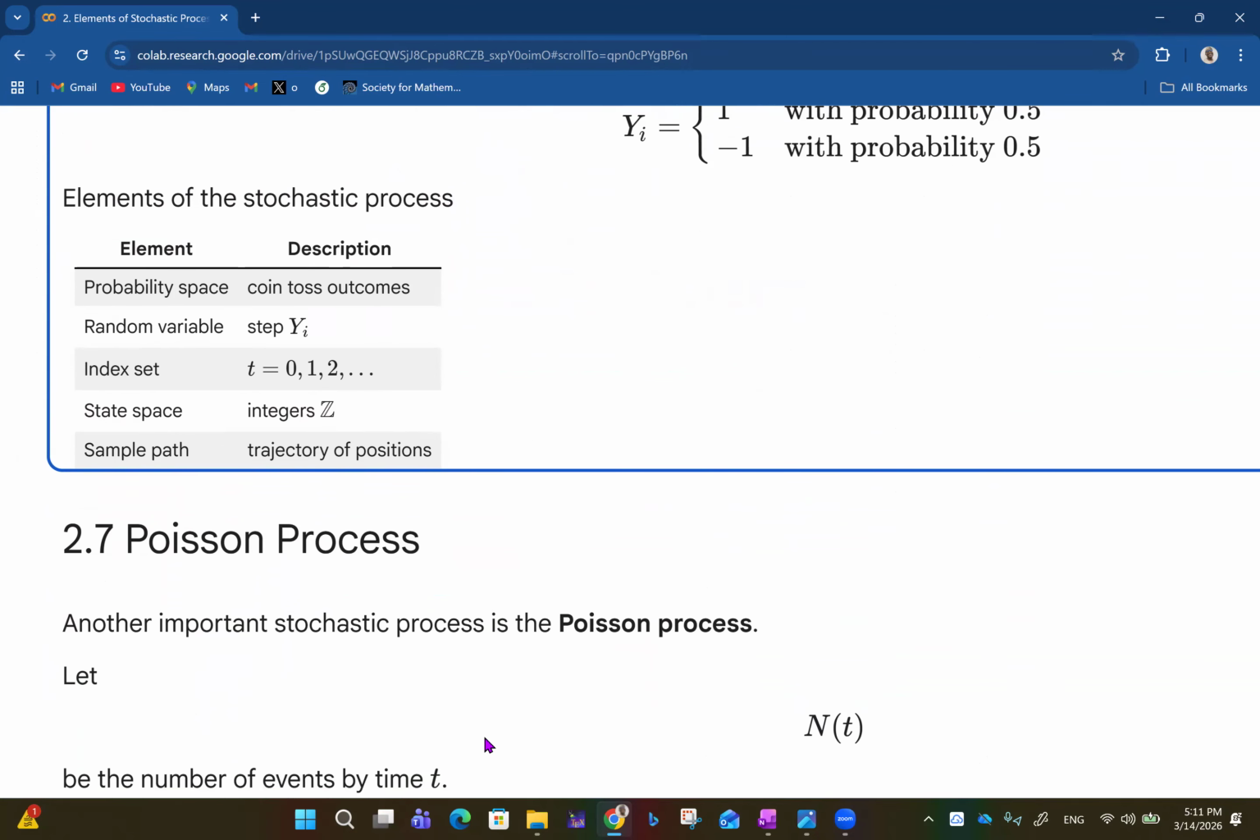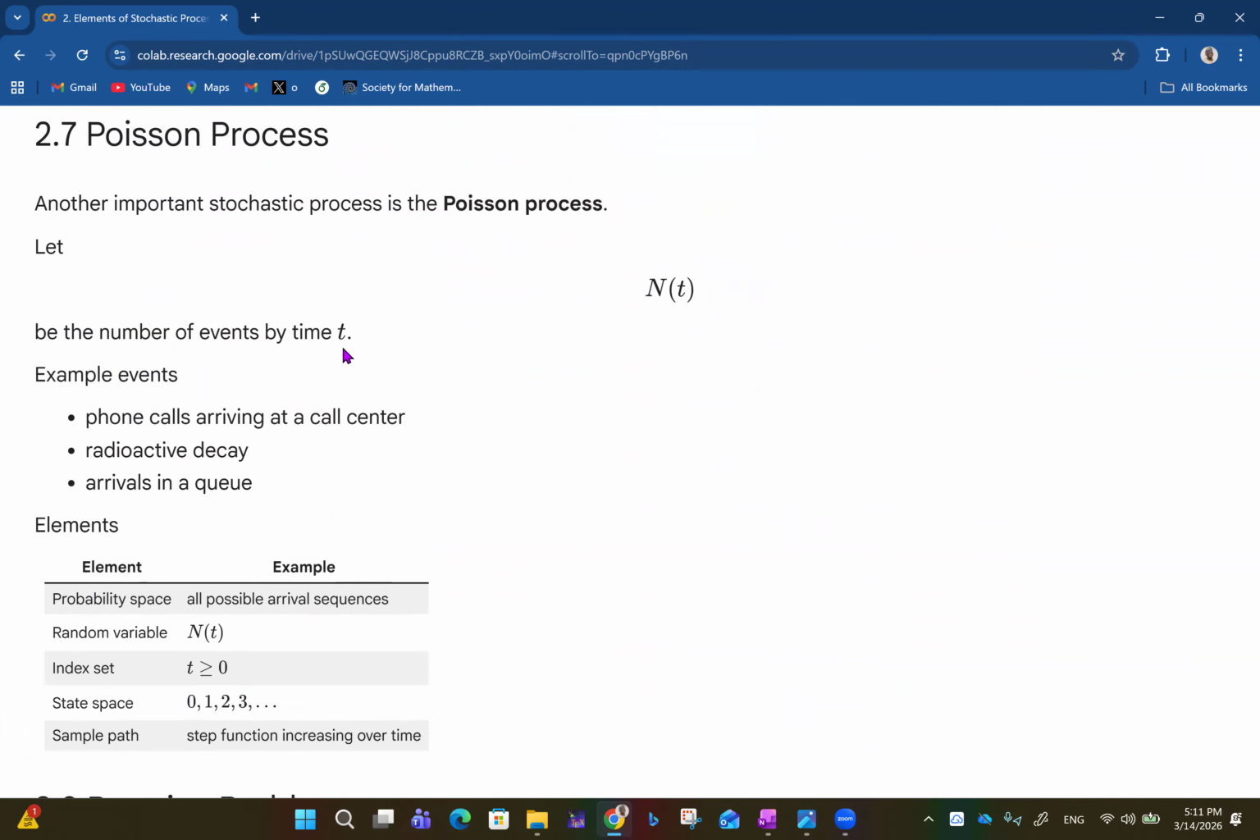Now let's quickly talk about the Poisson process, which we've talked about before in the previous video. So another important stochastic process is the Poisson process. Let n of t be the number of events by time t. Example events: phone calls arriving at a call center, radioactive decay, arrivals in a queue.